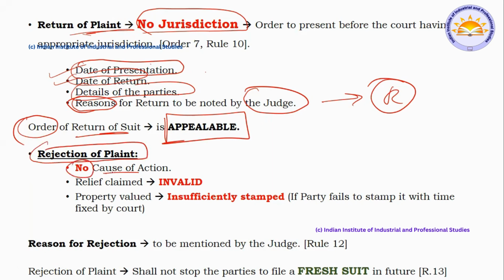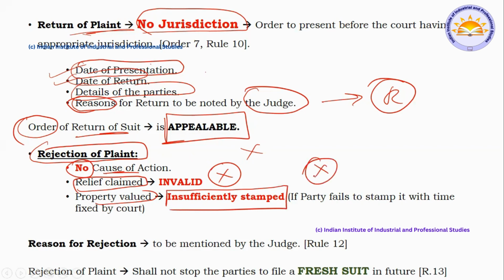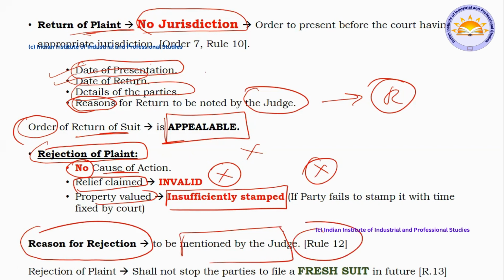And rejection of plaint. If court feels that there is no cause of action, it can reject such plaint. And if relief claimed is invalid, then it can reject the plaint. And if the valuation of the property is insufficiently stamped, then it can reject the plaint. Okay, these are certain conditions related to rejection of plaint, and reasons for such rejection have to be mentioned by the judge as per rule 12. Okay. And next, as you can see, rejection of plaint shall not stop the parties from filing a fresh suit. They can initiate another suit in future.